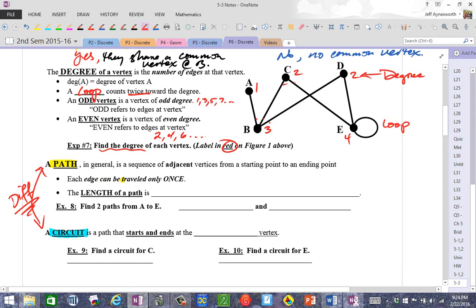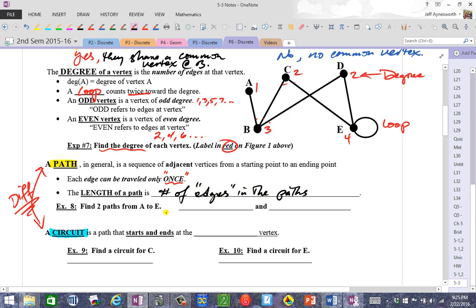A path in general is a sequence of adjacent vertices from a starting to end point. Each edge can only be traveled once. Key concept there. Just like the unicursal drawings that we did in a previous lesson here, in all paths and circuits, each edge can only be traveled once. So remember that. The length of the path is the number of edges, okay, in the path. So the key word in this one right here is number of edges. So let me just show you what I'm talking about.